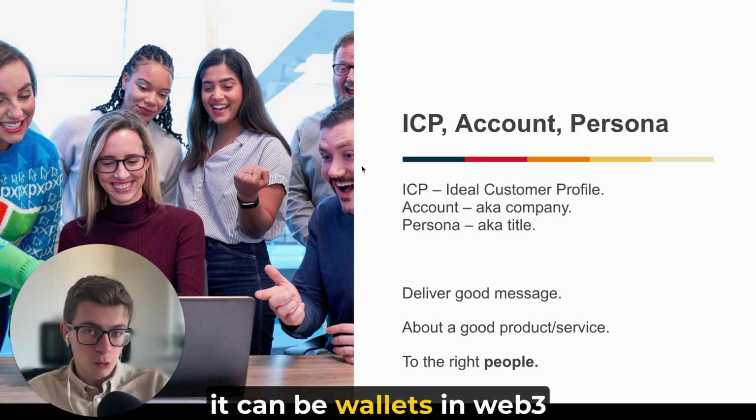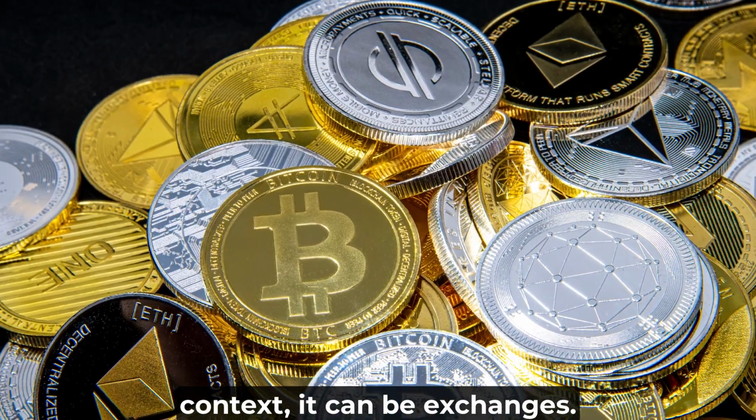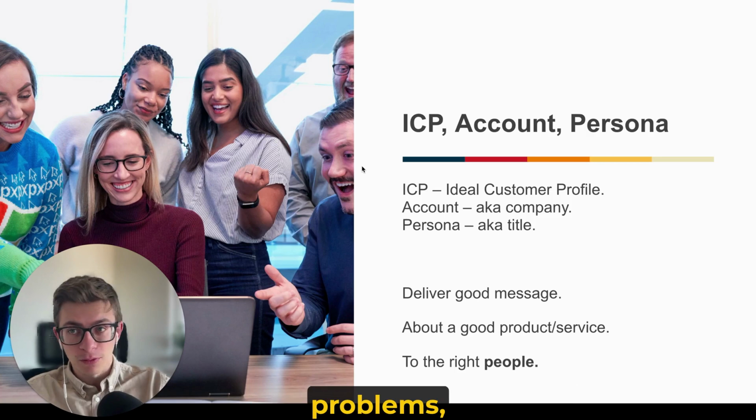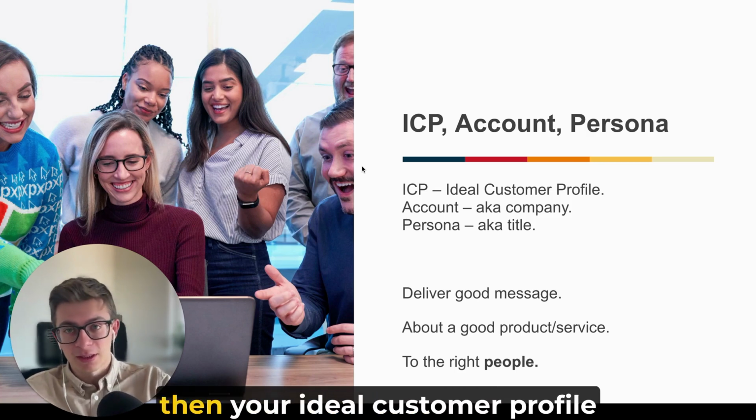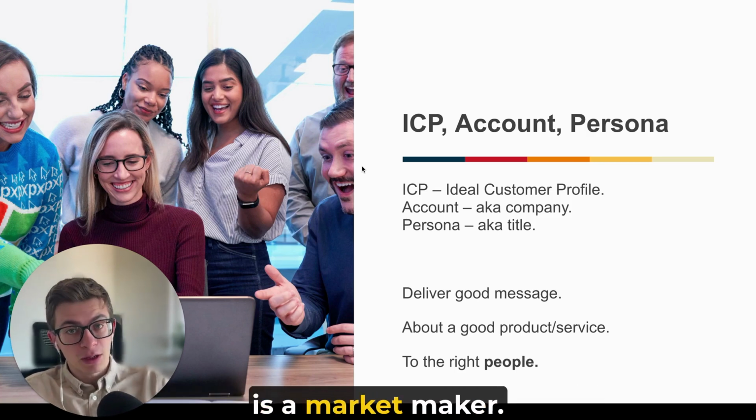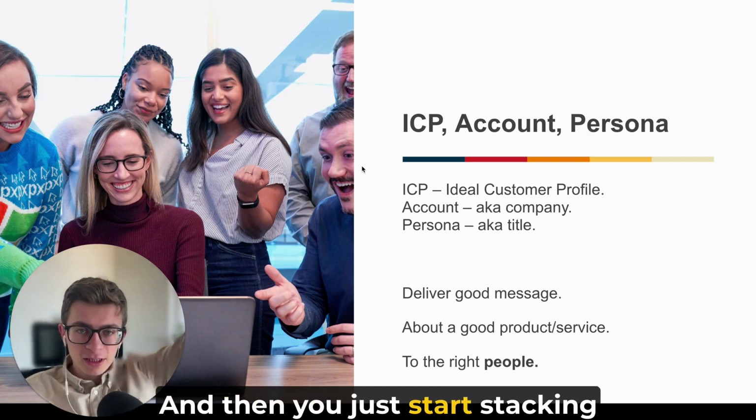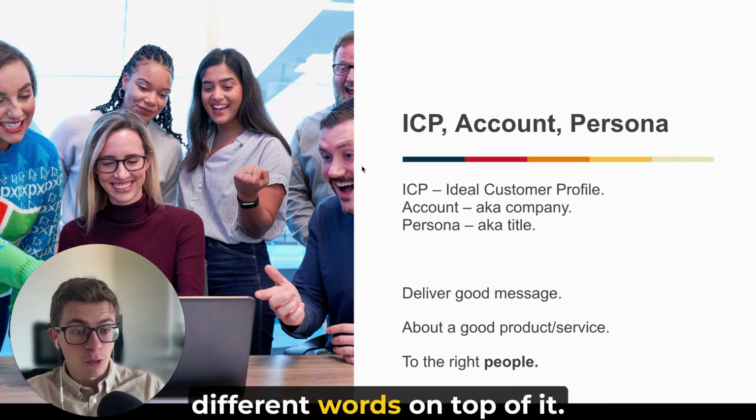For example, it can be wallets in the Web3 context, it can be exchanges if you solve some exchange problems. If you solve problems for market makers, then your ideal customer profile is a market maker. And then you just start stacking different words on top of it.